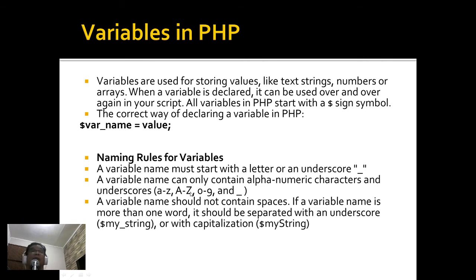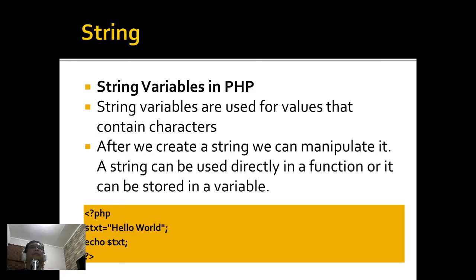If a variable name is more than one word, then it should be separated with an underscore, just like in this example, or with capitalization, just like in this example. So myString, that's two words. String here starts with an uppercase so that it becomes more readable rather than using purely lowercase text.